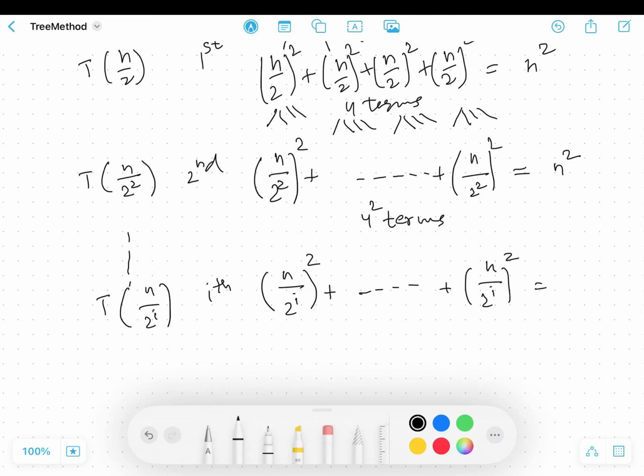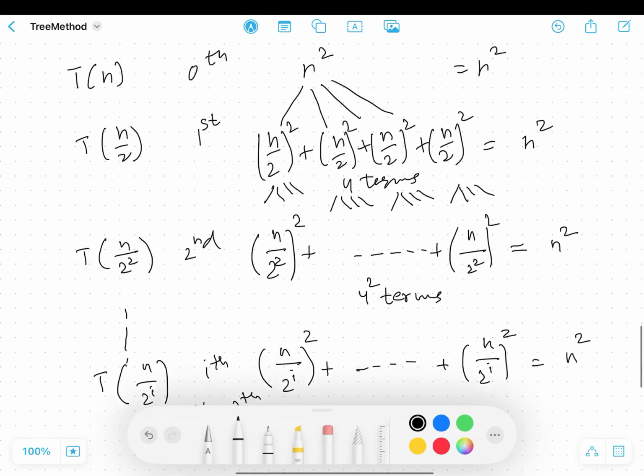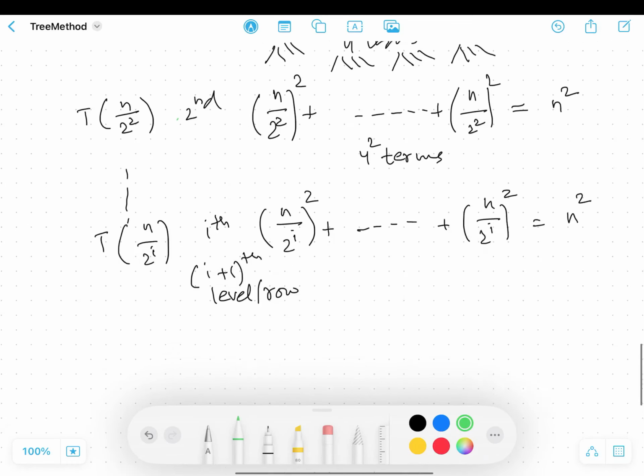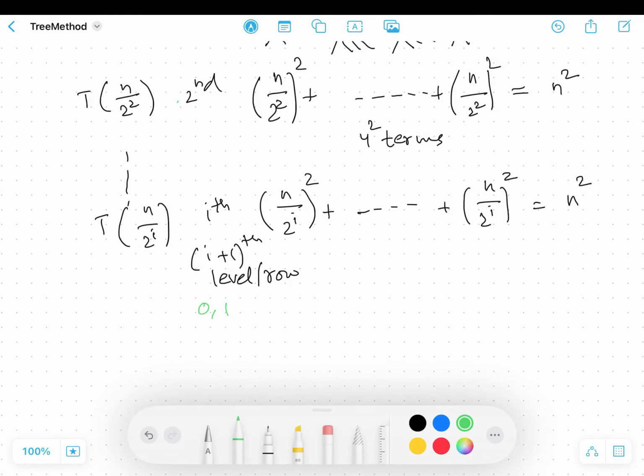And this means, going by the previous trend, we are going to get n square, and this will be the I plus 1th level or row, because we started from 0, 1, 2, and I. So this is I, right? Okay.